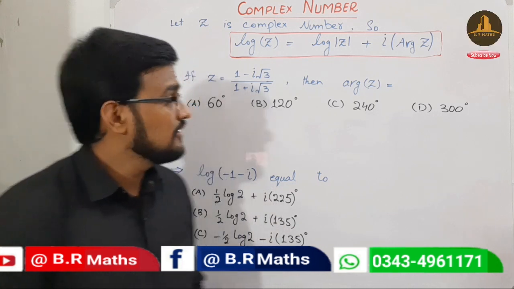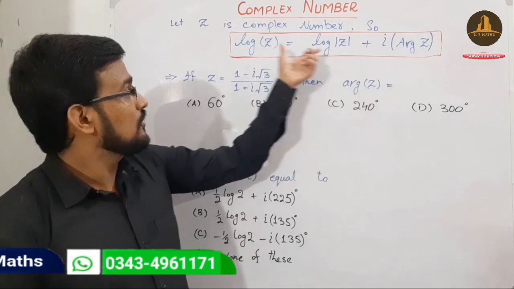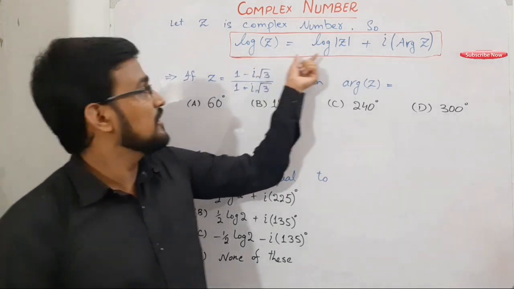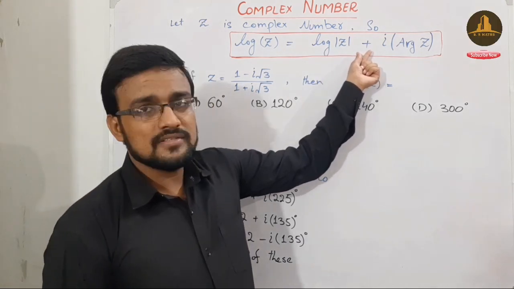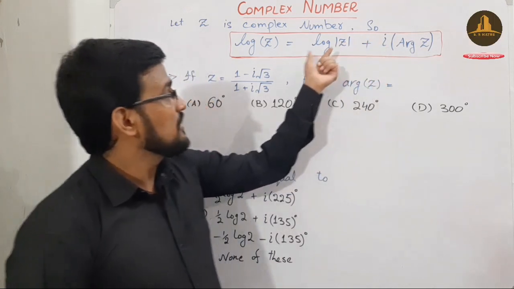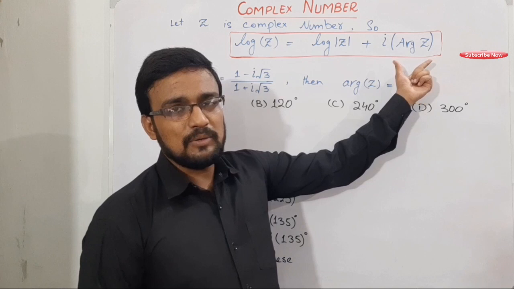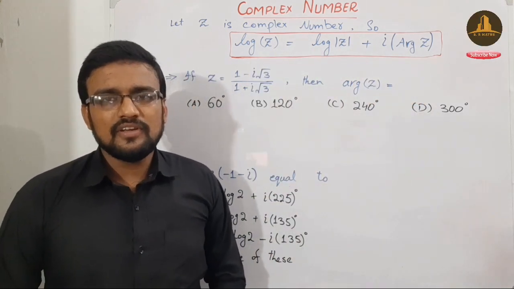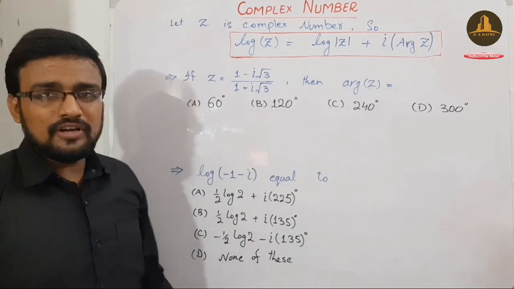You can see here the formula for the log of a complex number. The log of a complex number is simply the log of the modulus plus the argument with the iota sign. It means this is the real part and this is the imaginary part, so the log of a complex number is also a complex number. And then next, let's move to these two important MCQs.